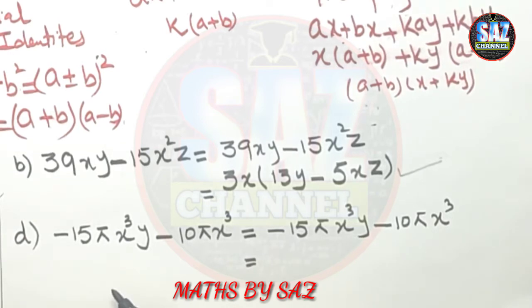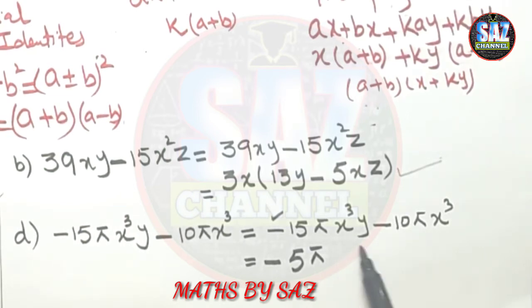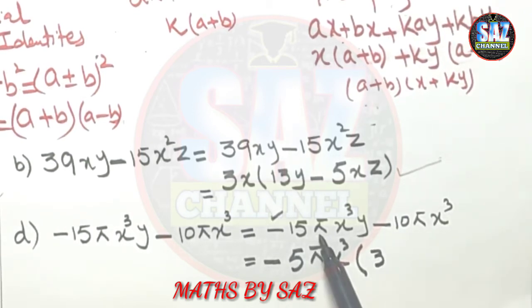Next question is minus 15 pi x cube y minus 10 pi x cube. Now, if you look at the minus sign, this minus sign is available at both places, so I will extract it out. For 15 and 10, table of 5 is common, so I will extract it out, and pi as well is constant, so I will extract it out. And x cube is present at both places, so I have to extract it out. So for 15, I have to read the table of 5 how many times? 3. And now pi and x cube are out, so I will be left with y only.